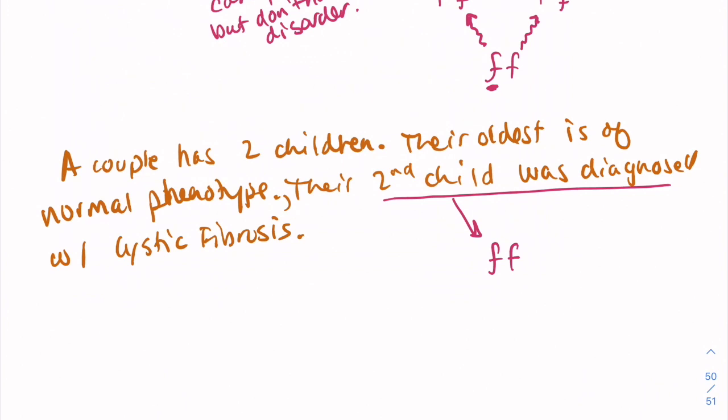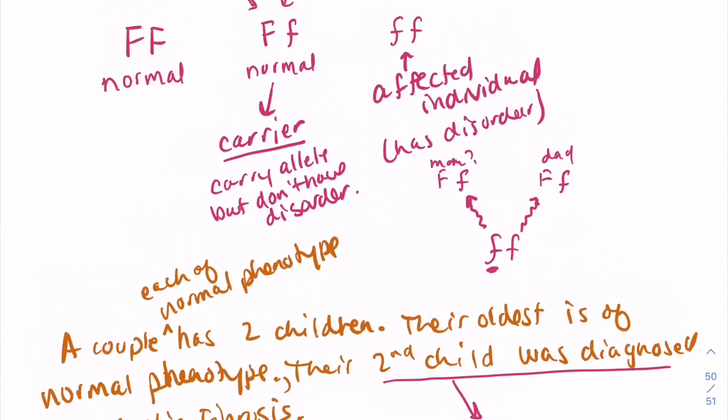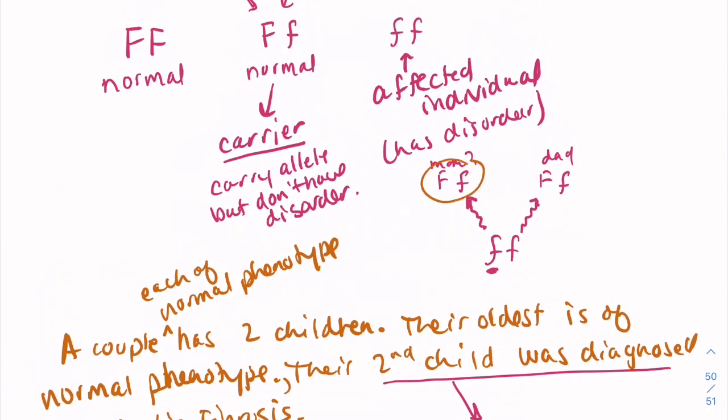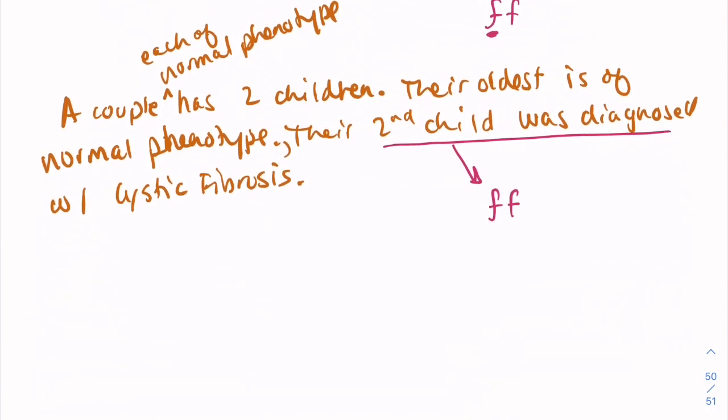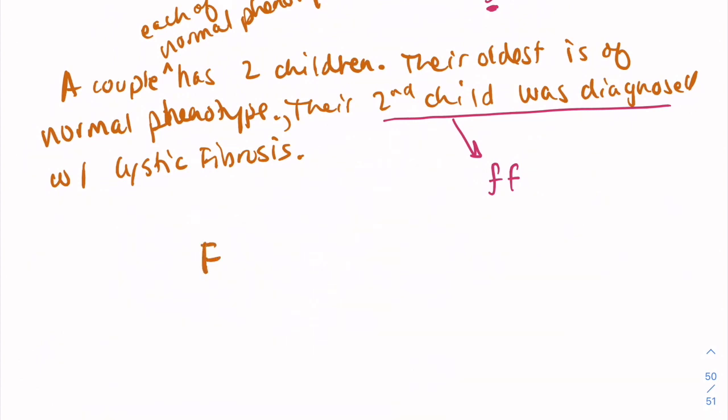A couple, each of normal phenotype, has 2 children. Their oldest has a normal phenotype, but their second child was diagnosed with cystic fibrosis. Okay, we know back here, those parents had to have been heterozygous then, right? So the parents must be heterozygous.